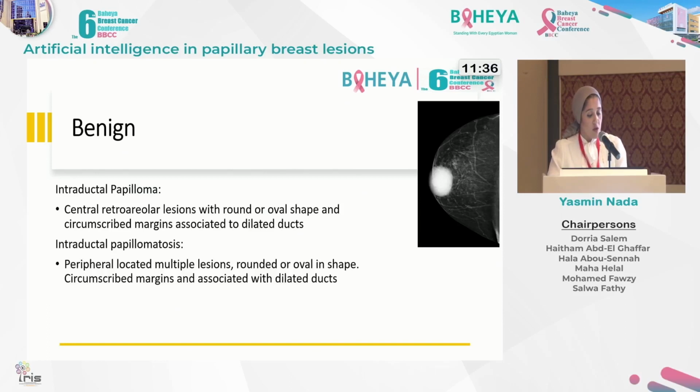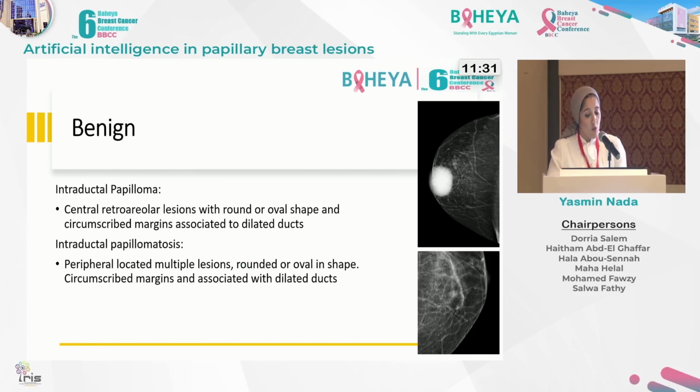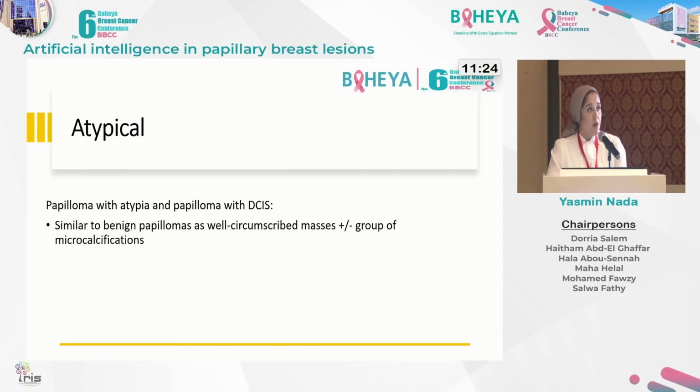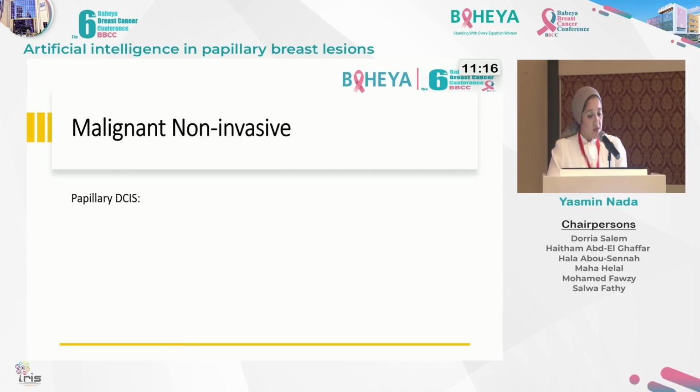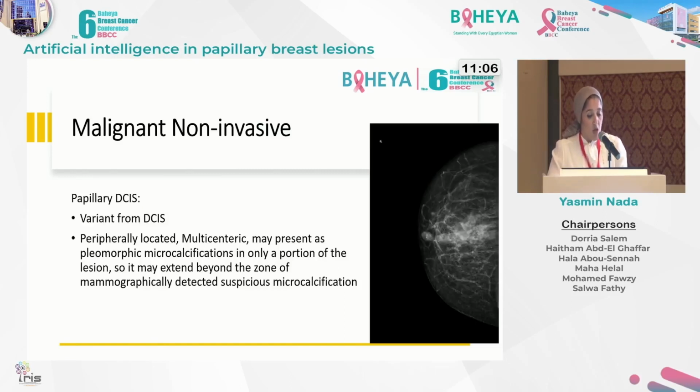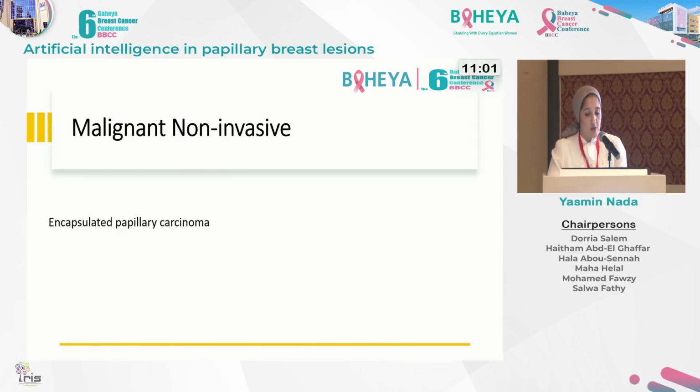Intraductal papillomatosis are peripherally located multiple lesions, rounded or oval in shape, with circumscribed margin, and associated with dilated ducts. Papilloma with atypia and papilloma with DCIS are similar to benign papillomas as well-circumscribed masses with or without a group of microcalcification. A papillary DCIS, as a variant of the DCIS, is peripherally located, multicentric, and may present as polymorphic microcalcification in only a portion of the lesion, so it may extend beyond the zone of mammographically detected suspicious microcalcification.